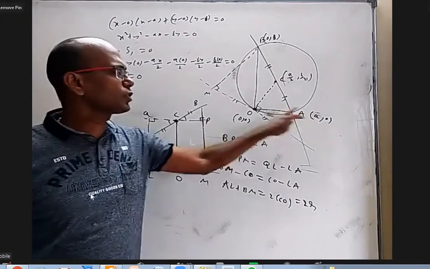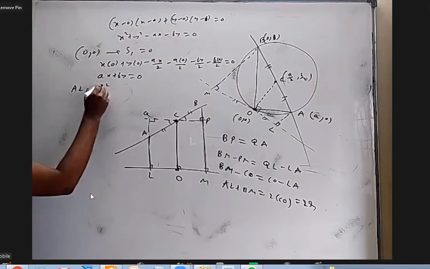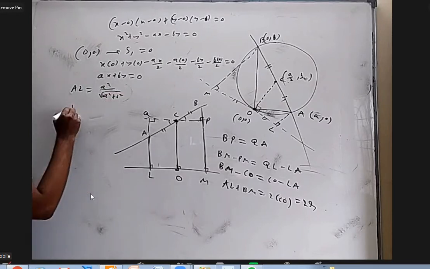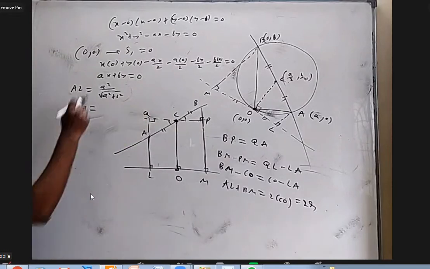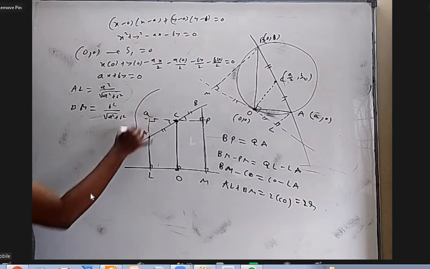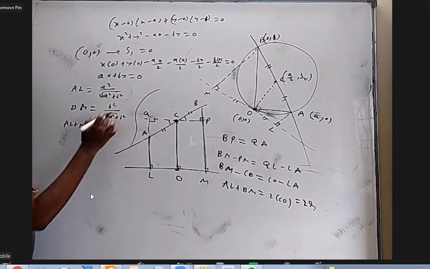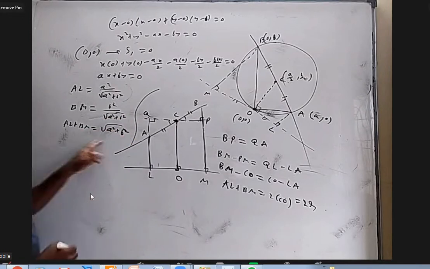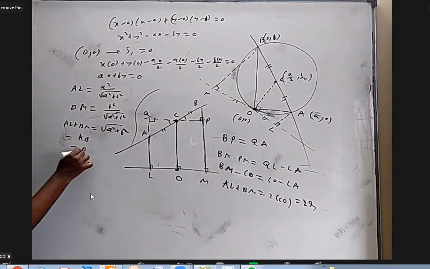Now from A comma 0, what is the perpendicular distance? AL will be, substitute A comma 0 here, A square by root A square plus B square. What is BM? The perpendicular distance from B to this line. When you substitute 0 comma B, it will be B square by root over A square plus B square. When I take AL plus BM, the numerator is A square plus B square, the denominator is root A square plus B square. Root A square plus B square is the diameter, which is equal to AB.